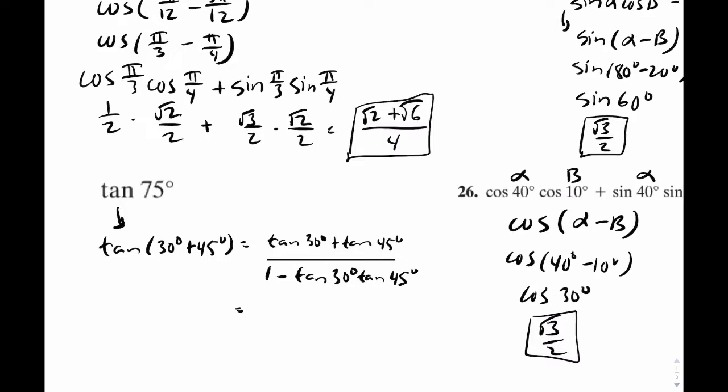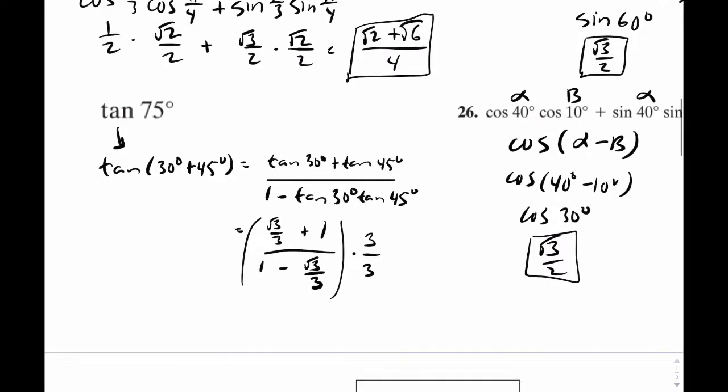Now we break it down. Tan 30 is root 3 over 3. Tan 45 is 1, over 1 minus root 3 over 3 times 1. So let's not write that times 1. So at this point, all we're going to do is clear the complex fractions. So I want to multiply the whole thing by 3 over 3. Again, what that's going to do is just get rid of the fraction in the fraction. So this whole thing will reduce to root 3 plus 3 over 3 minus root 3.